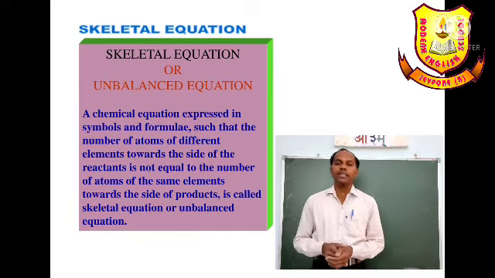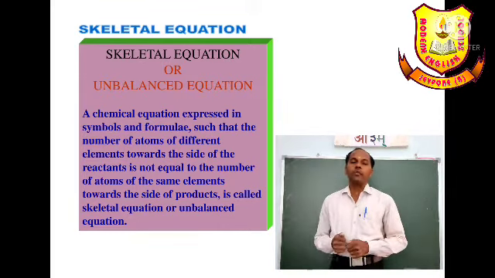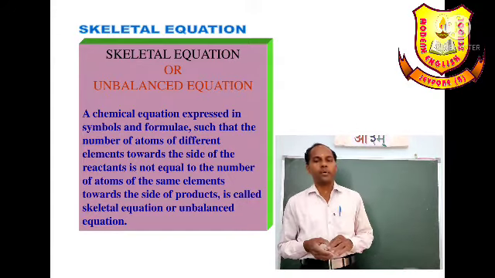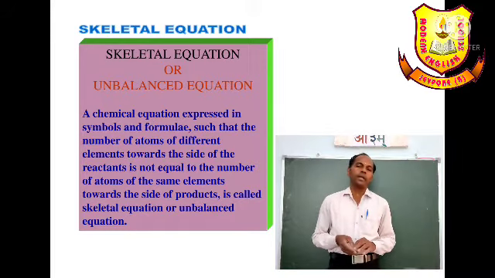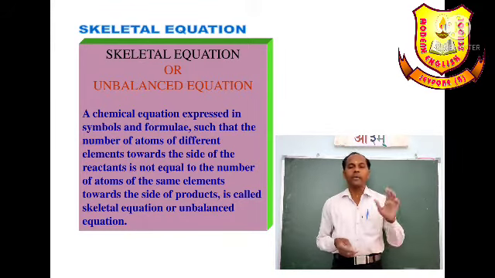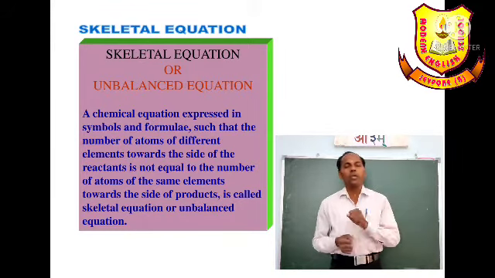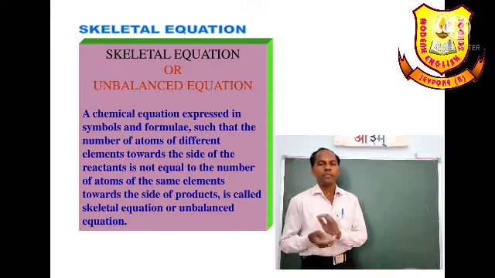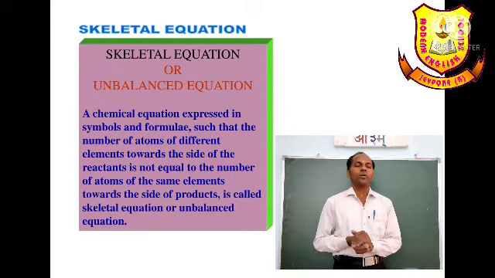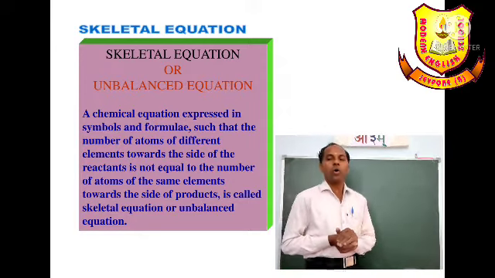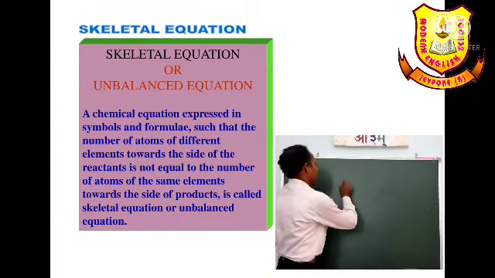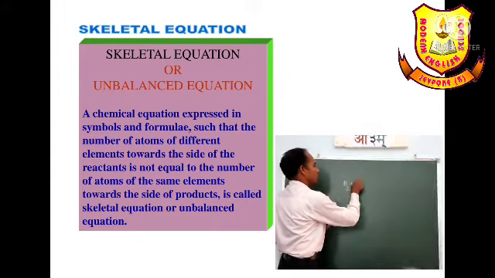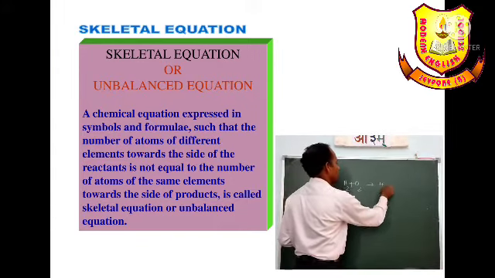So what is an unbalanced chemical equation? A chemical equation expressed in symbols and formulas such that the number of atoms of different elements towards the side of a reactant is not equal to the number of atoms of the same elements towards the side of a product. Then the equation is called a skeletal equation or unbalanced chemical equation. So I can give you one example. For example, H2 plus O2 produces H2O.